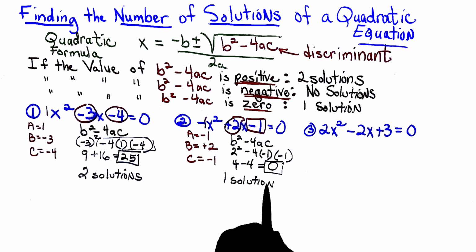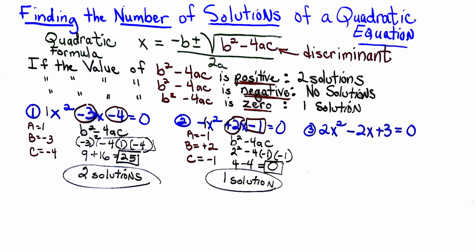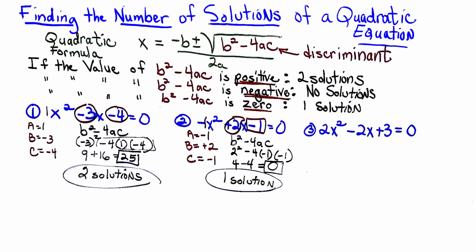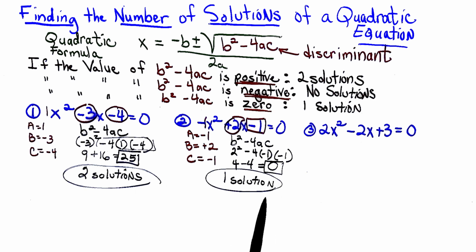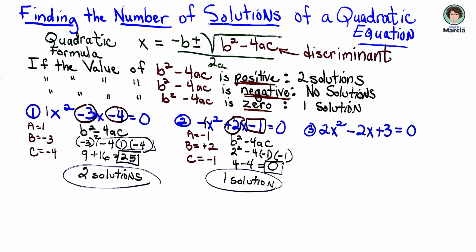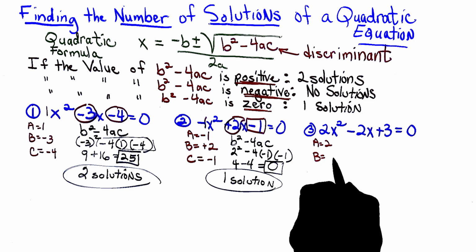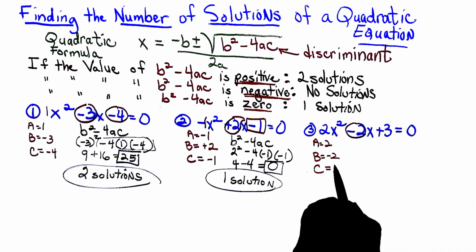So this is actually what they're looking for. Well, how many solutions will we have? That's going to be the question that's asked. They may say, what's the value of the discriminant, which we found, or how many solutions? So looking at the last one, I have, again, a is equal to 2, b is equal to, catching the sign, negative 2, and c is equal to 3.